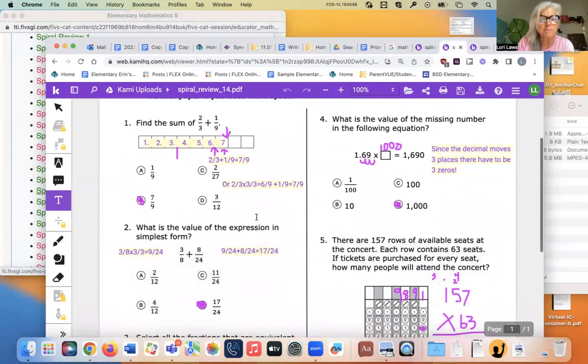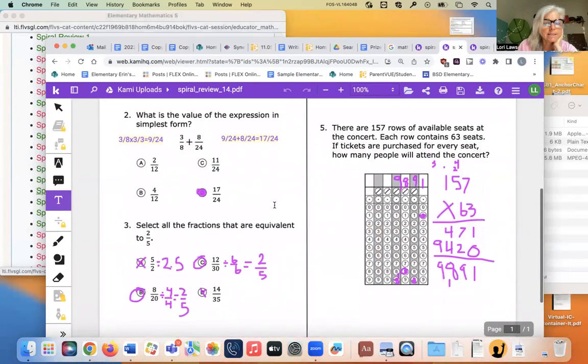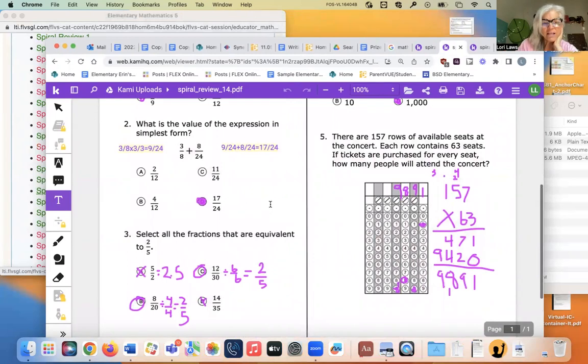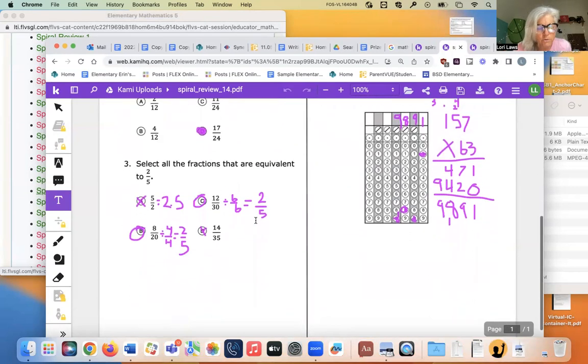Let's go on to spiral review 14. Number 1 is B. 2/3 plus 1/9. I changed 2/3 into ninths, by timesing it by 3/3 and making it 6/9 plus 1/9 is 7/9. 2 is D. Here I changed 3/8 into 24ths. I knew I had to times 8 by 3 to get to 24. I times 3 by 3 and came out with 9/24 plus 8/24 was 17/24.